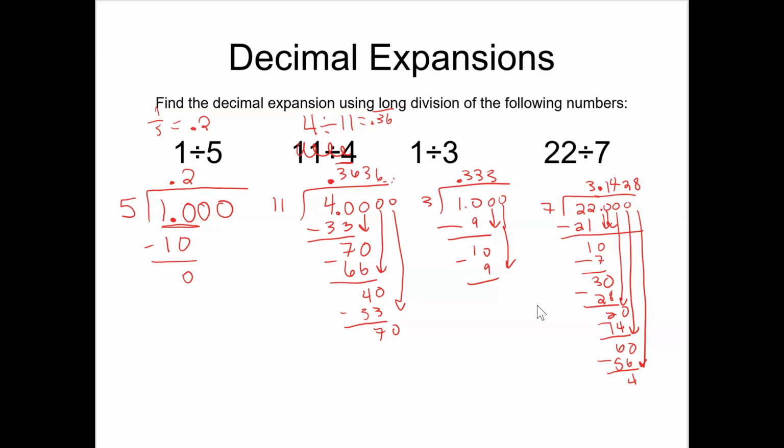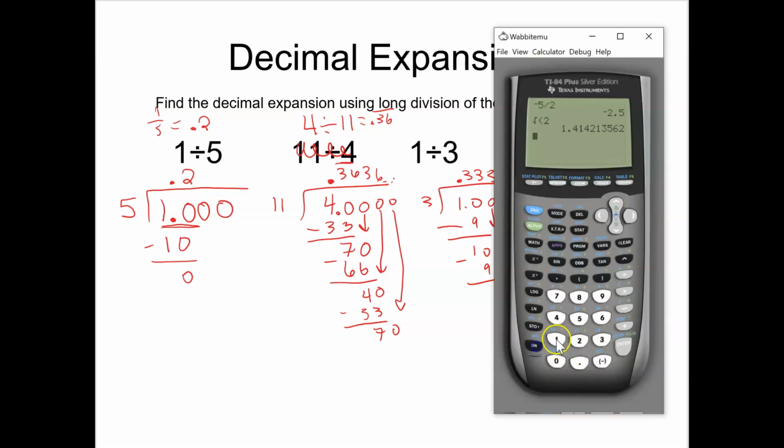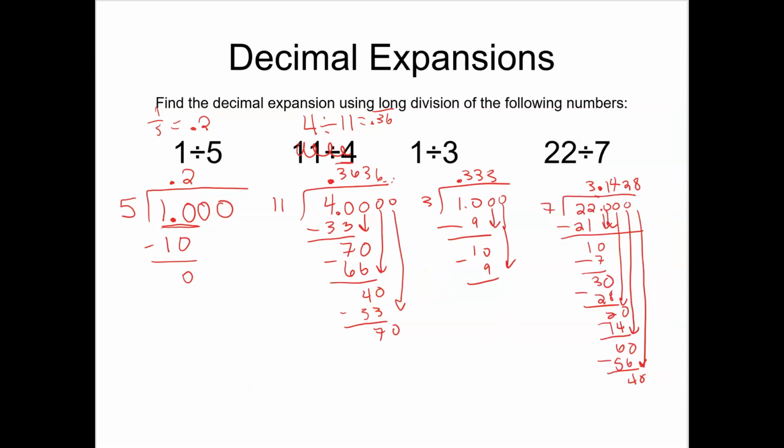Let's take a peek at what happens when we do 22 divided by 7, because I'm running out of space. We get 3.1428571 4, and I bet you that this whole thing repeats: 1, 4, 2, 8, 5, 7, 1, 4, 2, 8, 5, 7 over and over and over again.